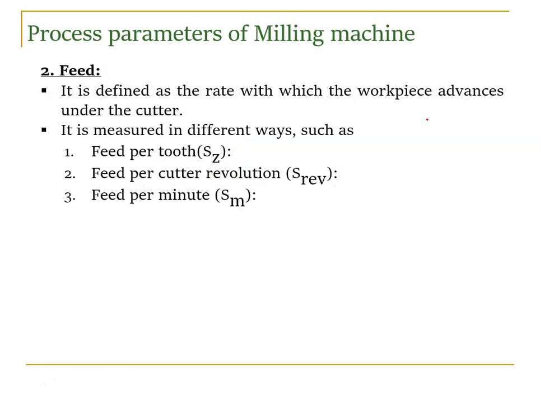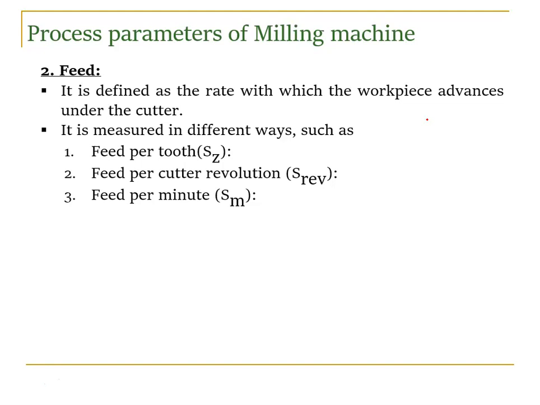The feed. For example, feed for a lathe is a longitudinal movement. But here we have three kinds of feeds, namely based on the tooth, feed per tooth; based on the cutter revolution, feed per cutter revolution; and feed per minute, that is, how much distance we give as feed per minute. We have three, but the three are interconnected. We have a formula, a mathematical relation which connects these three parameters. Feed is defined as the rate with which the workpiece advances under the cutter.